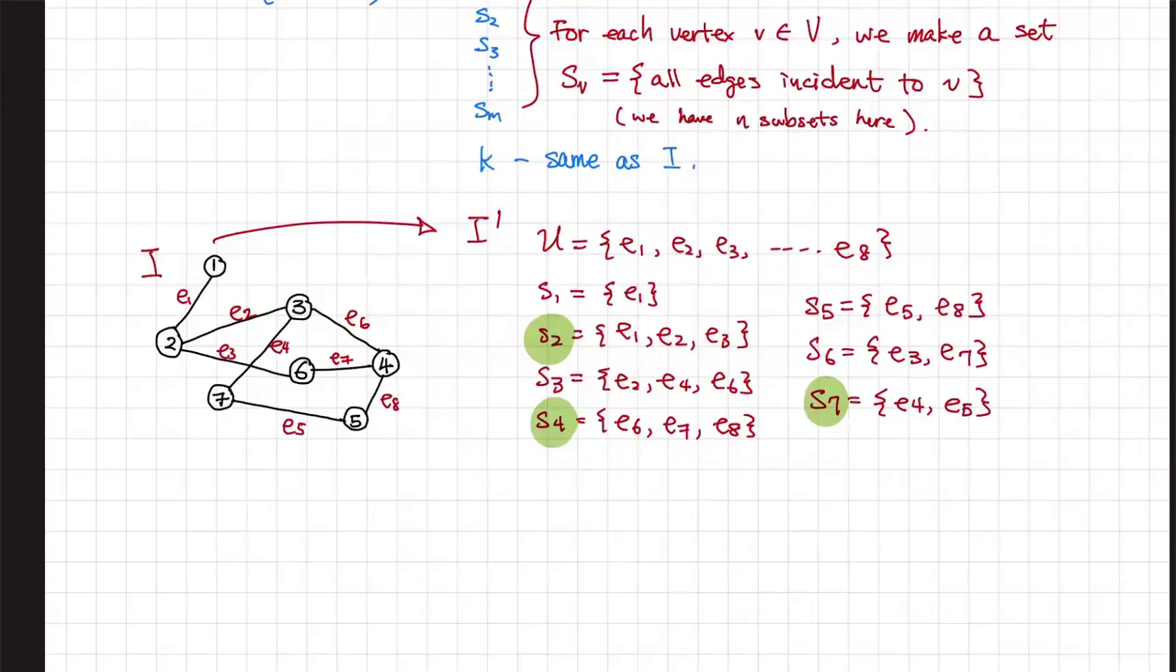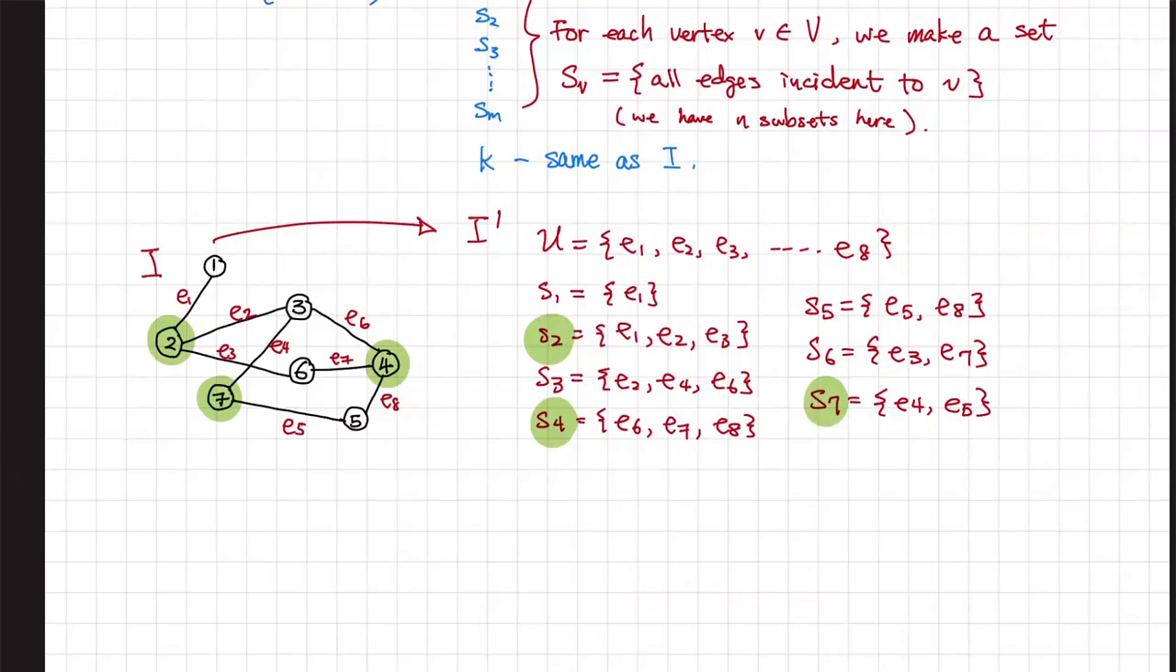Yes. How do we convert the result back? Which vertices will you select for the vertex cover? 2, 4, 7. You see that? So once you find a set cover, you just need to look for the corresponding vertices. So here you have 2, 4, and 7. And that will cover all the edges. So the selection here is the same.